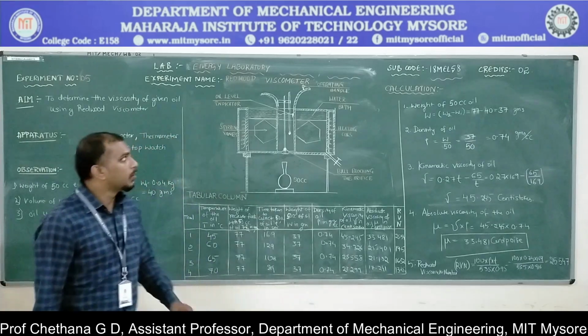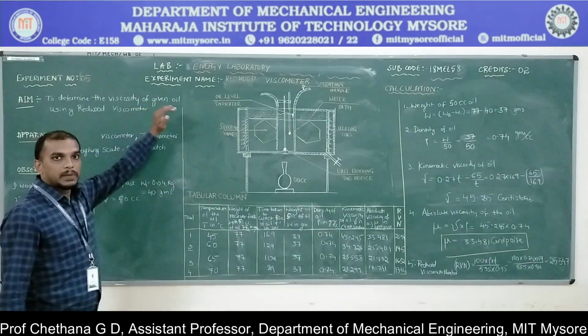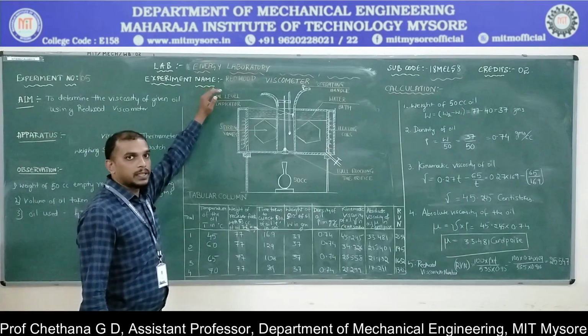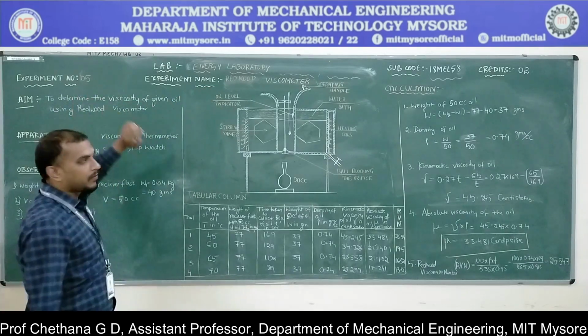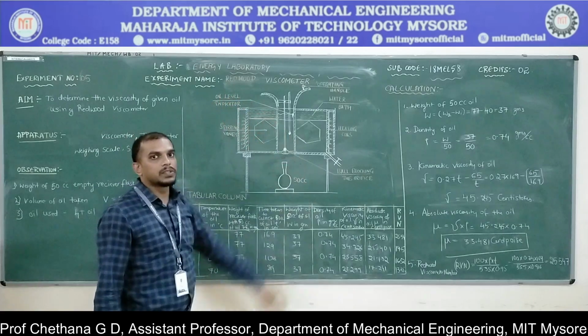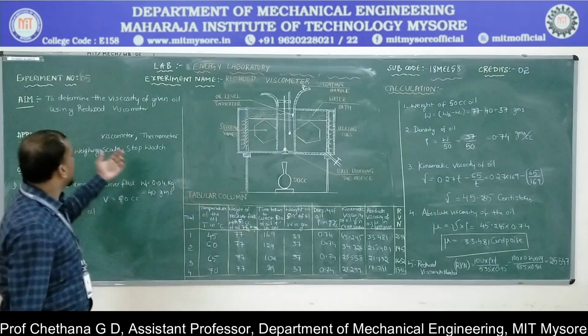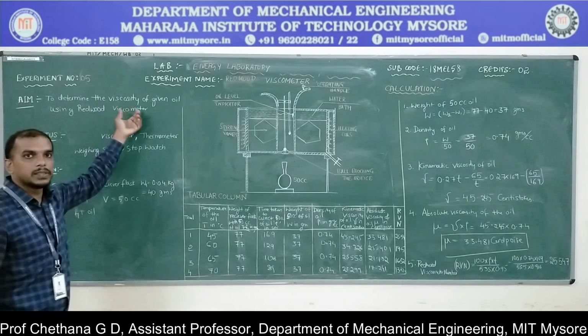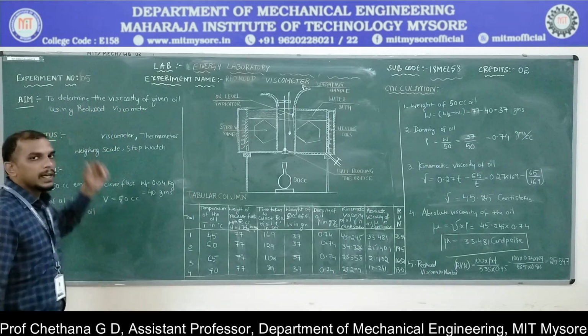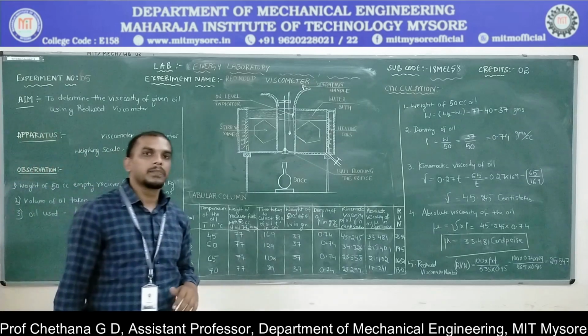Today we are looking at one of the experiments of the Energy Laboratory, experiment number 5, that is the Redwood viscometer. What is the aim of the experiment? To determine the viscosity of given oil using the Redwood viscometer.